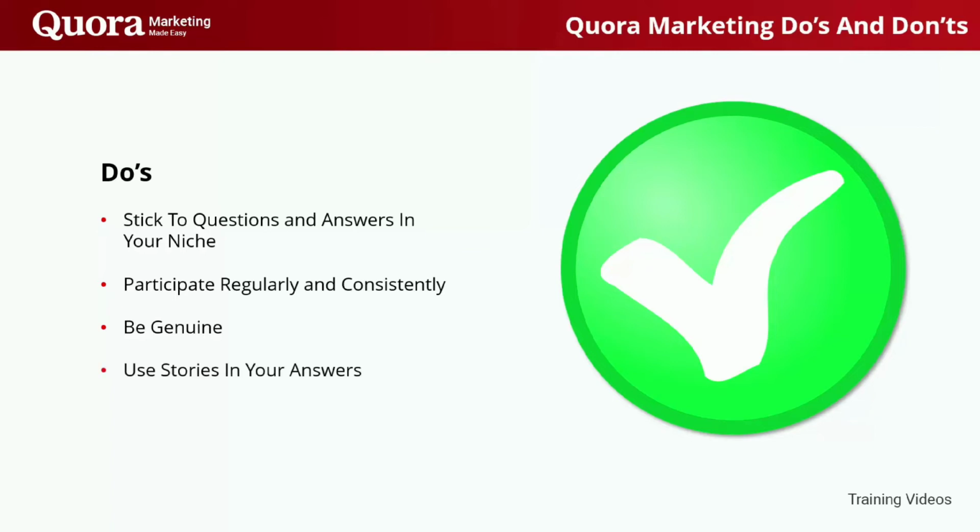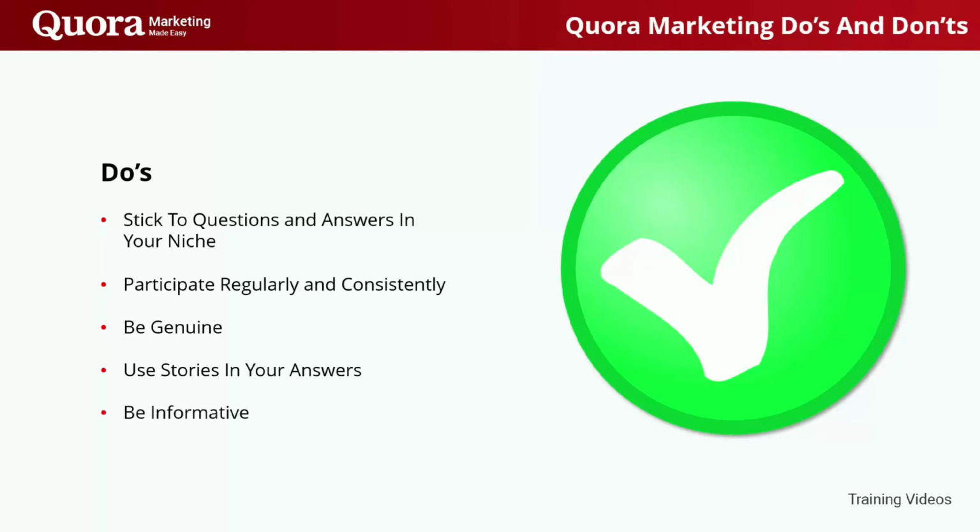Use stories in your answers. Quora users respond better to answers that read like stories, which means that it is important that you provide an anecdote or a testimonial to illustrate the point of your answer. This way, users will feel encouraged to check your answers every time, even if only for the entertainment value of storytelling.